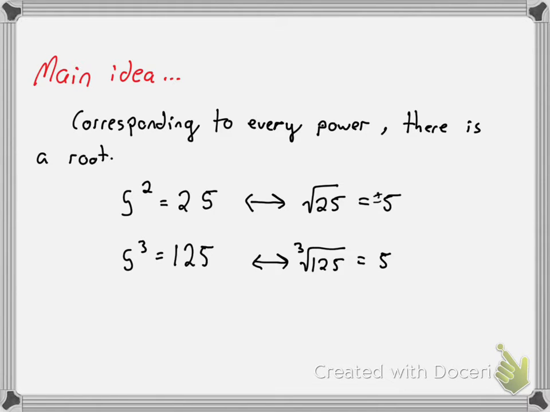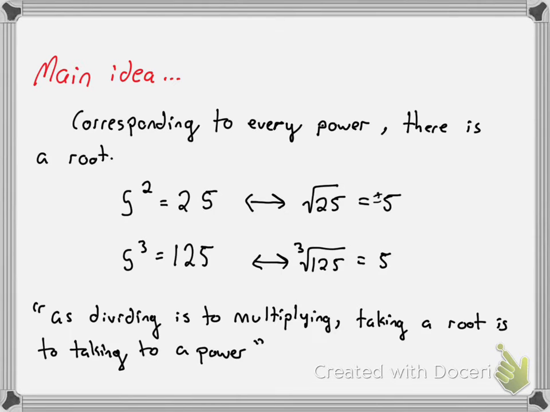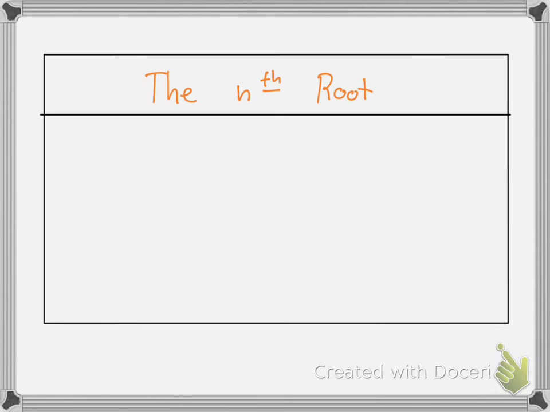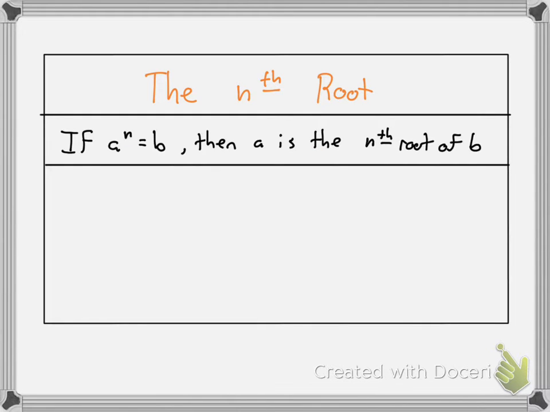If I do 5 cubed, I get 125. The opposite would be taking the cubed root, where I would get 5. As dividing is to multiplying, taking a root is to taking a power. So first, let's talk about the nth roots of anything. If a to the n equals b, then a is the nth root of b.